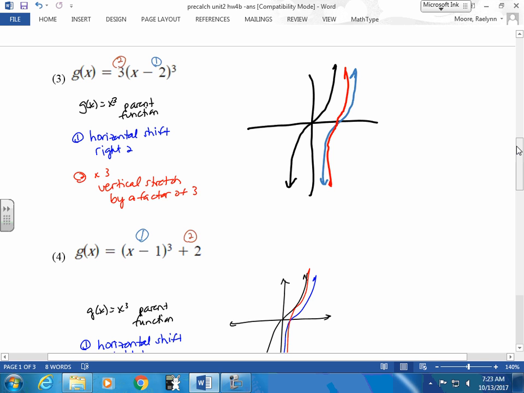I come out here, and it's multiplied by 3. So if I multiply something by 3, do I increase it or decrease it? Increase it. So is it a stretch when it's an increase or a shrink when it's an increase? A stretch. Makes sense, right? If I decrease, I get a shrink. So I stretch this thing vertically by a factor of 3.